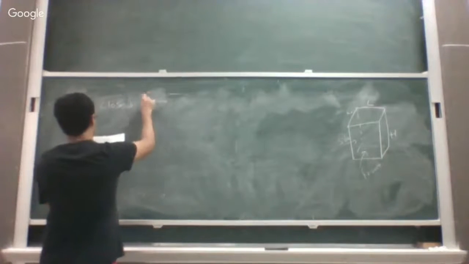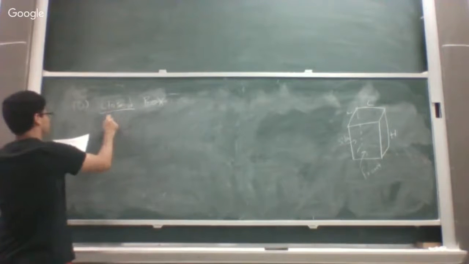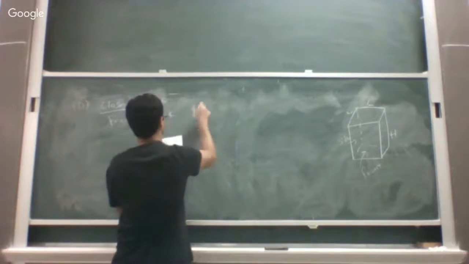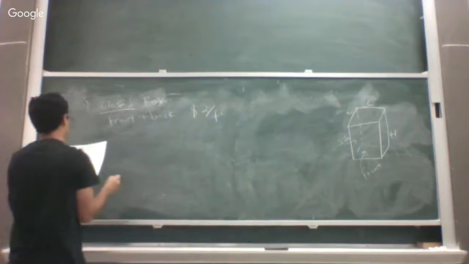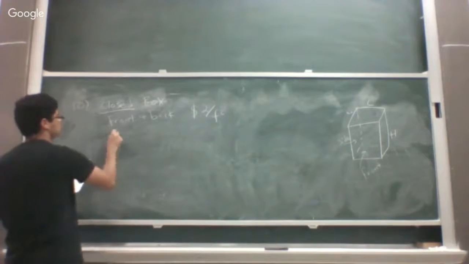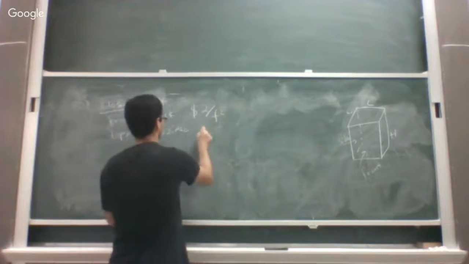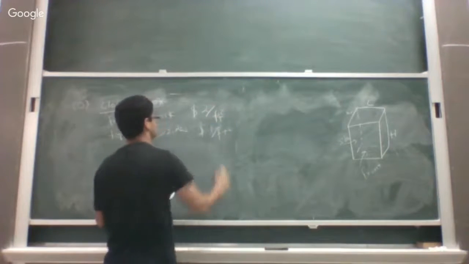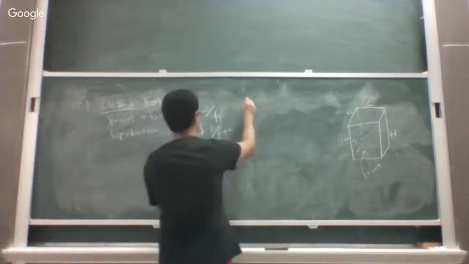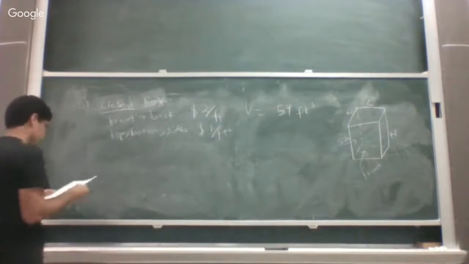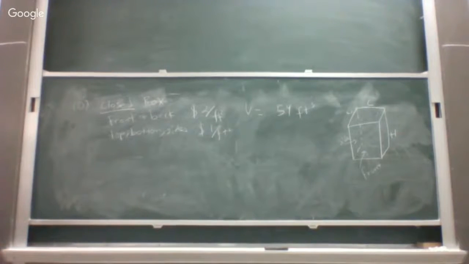Oh, okay. So we have a closed box. The front and the back cost $2 per feet squared. The top, bottom, and sides cost $1 per feet squared. The volume is 54 feet cubed. So we have to find, essentially at the end, the minimum cost, like what side lengths we can have to make the cost be the minimum. So it would still hold the same volume.